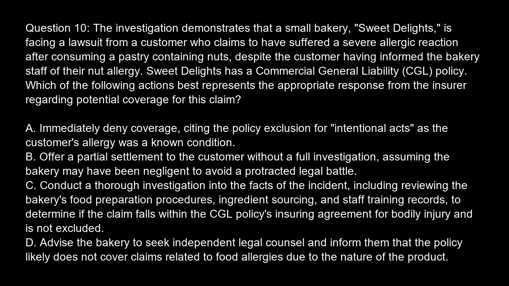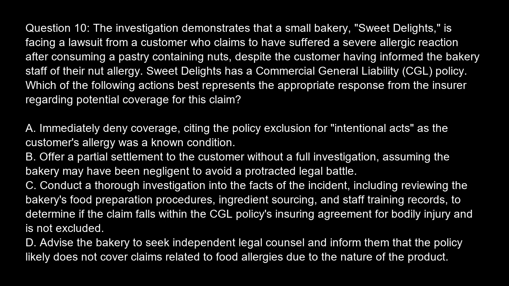Question 10. The investigation demonstrates that a small bakery, Sweet Delights, is facing a lawsuit from a customer who claims to have suffered a severe allergic reaction after consuming a pastry containing nuts, despite the customer having informed the bakery staff of their nut allergy. Sweet Delights has a commercial general liability, CGL, policy. Which of the following actions best represents the appropriate response from the insurer regarding potential coverage for this claim?